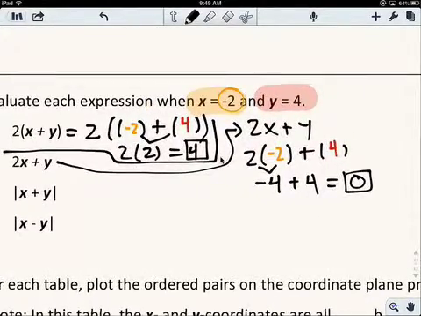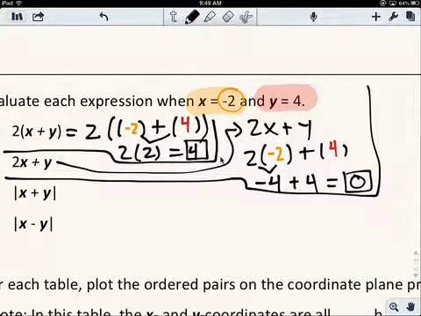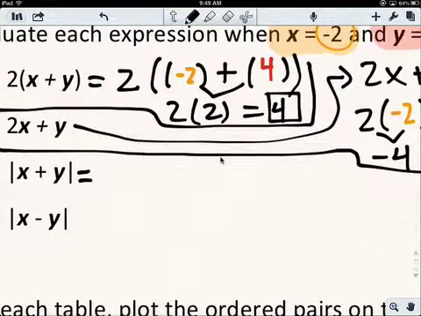All right, so this next one, you may not be familiar with this symbol, but that's okay. I'm going to help you out. This says the absolute value of x plus y. We talked about it really early in the school year, what an absolute value was. It's the distance from 0 a number is.